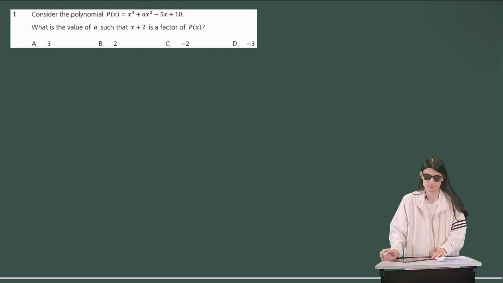First question. You've got polynomial p of x, the equation of which is given. Find the value of a such that x plus 2 is a factor of p of x. Now, if x plus 2 is a factor of p of x, according to the factor theorem, p of negative 2 will be equal to 0.